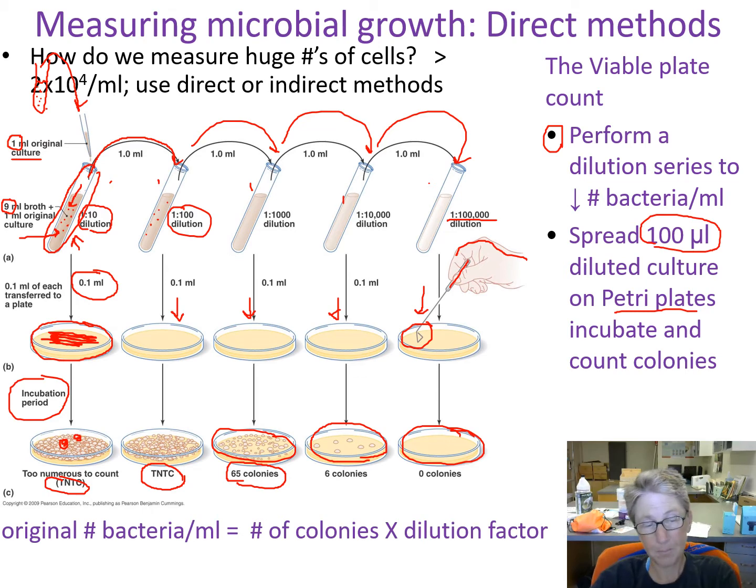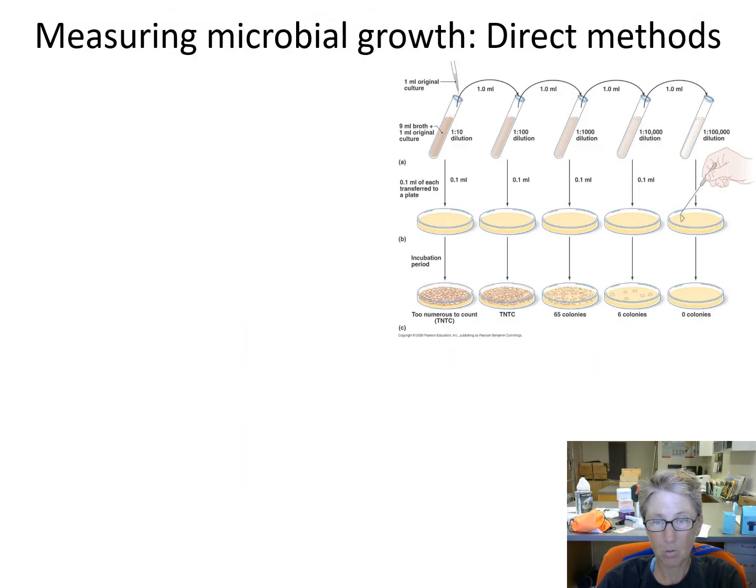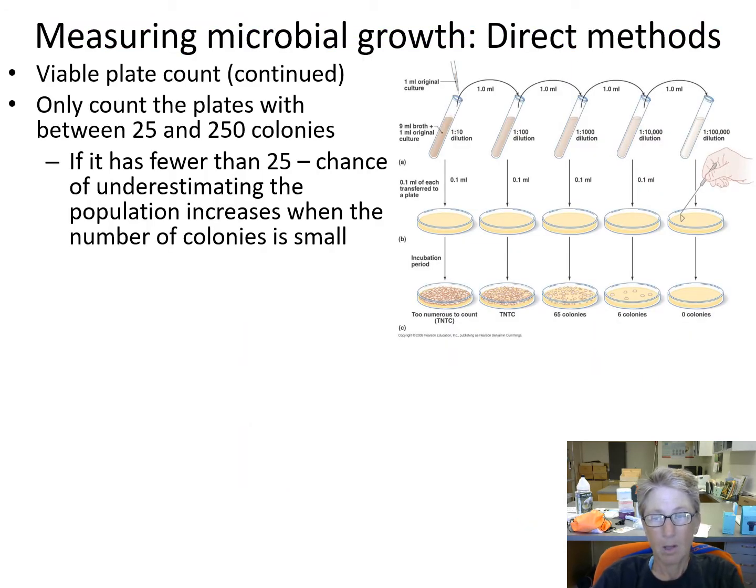And now here's the formula. To find the original number of bacteria per mil, that's this up here. That's the original sample. You want to know what's the number of bacteria in this original sample, and you want to do it per mil. You take the number of colonies. So in this one, you take 65 colonies times the dilution factor, and the dilution factor is 1 to 1,000 dilution. And then you get the answer. You get the number of microbes per mil of your original sample, which is what you want.